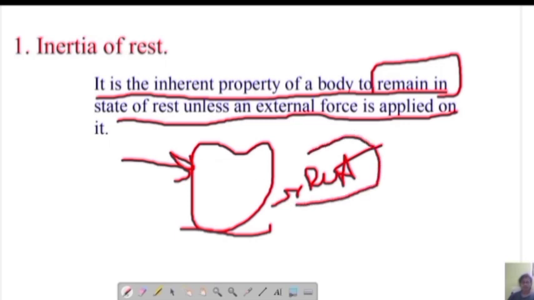It is in the state of rest. So only as it is in the state of rest and it is not moving, that is what we say as inertia of rest, and it will move only when you apply some external force.